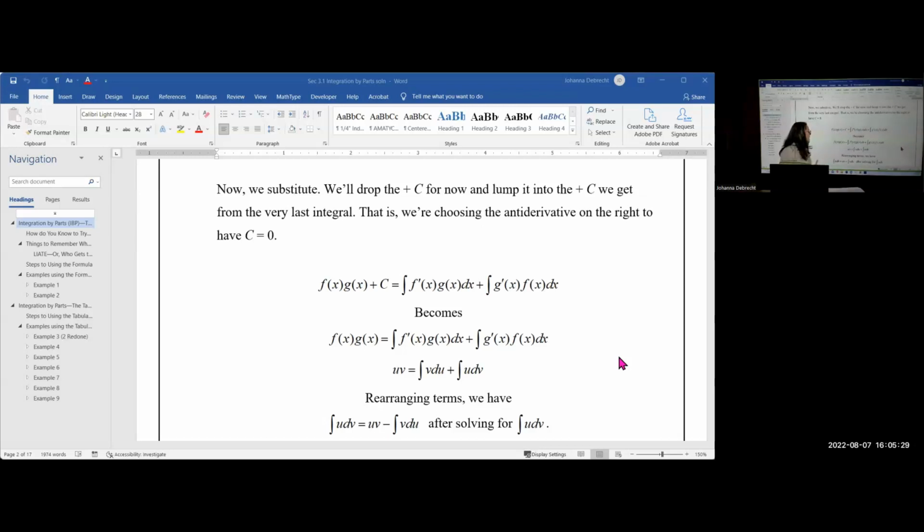It works either way. So now what we're looking at is we've got this f of x times g of x, which becomes u times v. And then the integral of f prime of x g of x dx becomes the integral of v du, right? Where the du is the f prime of x dx and the v is g of x. And then the integral of g prime of x f of x dx becomes u dv, where u is f of x and dv is g prime of x dx.